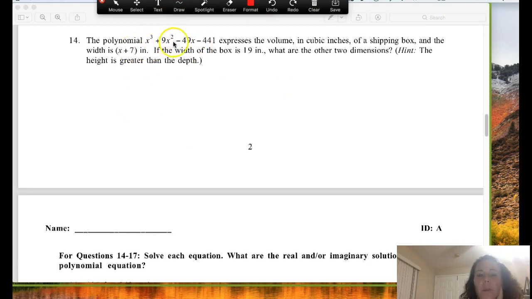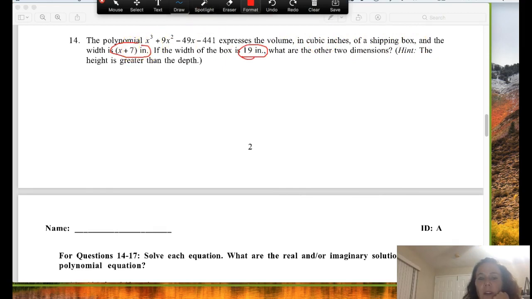Okay, this polynomial, it's a cubic, expresses the volume. Volume is in cubes, so this better be cubed, right? It expresses the volume in cubic inches of a shipping box, and they tell us the width. I'm going to circle that. The width is x plus 7 inches. If the width is actually 19 inches, what are the other 2 dimensions?